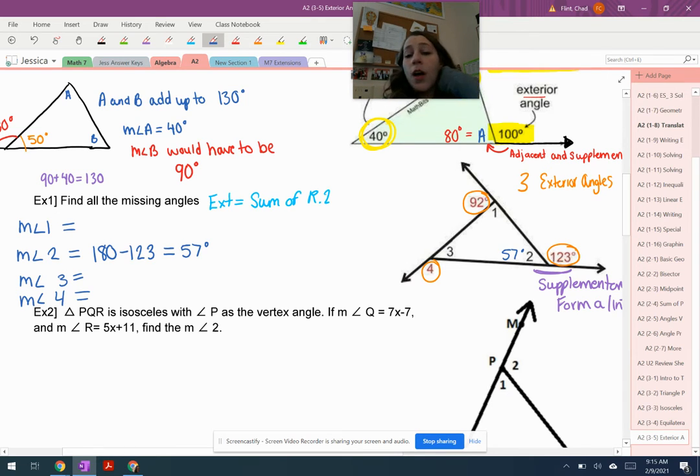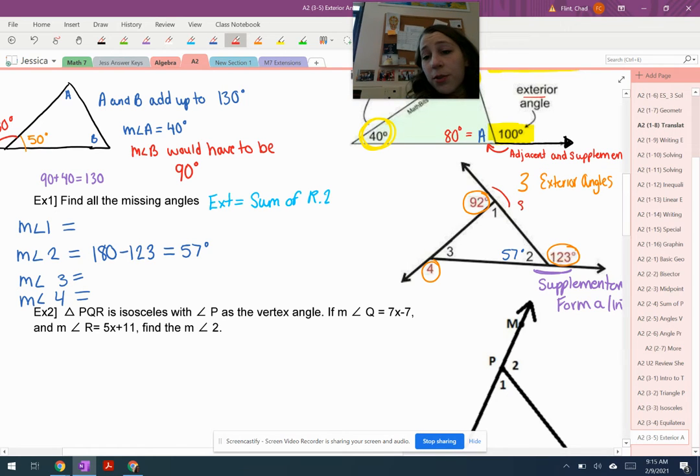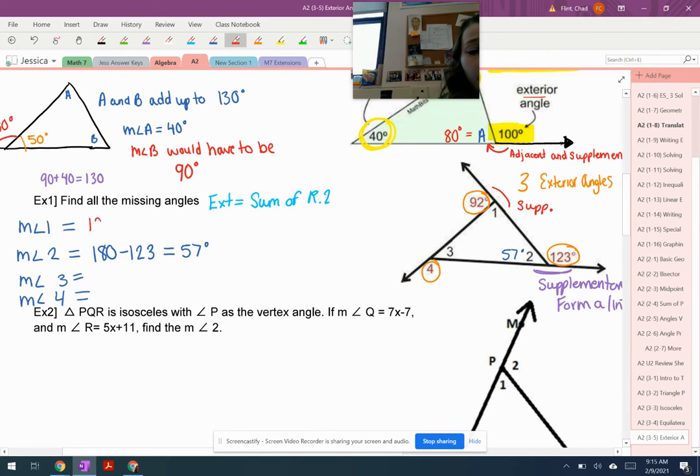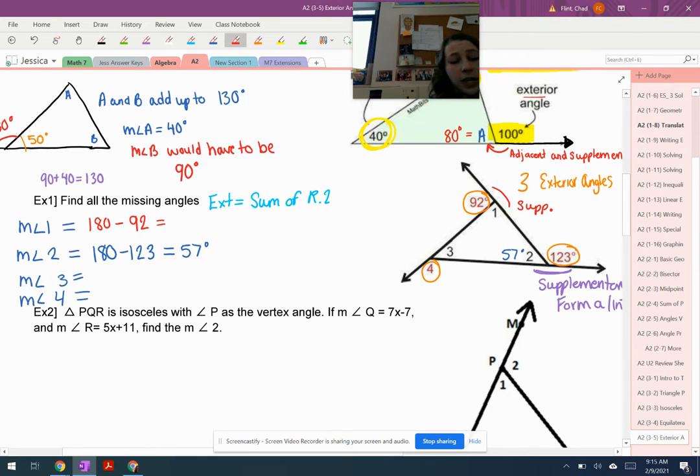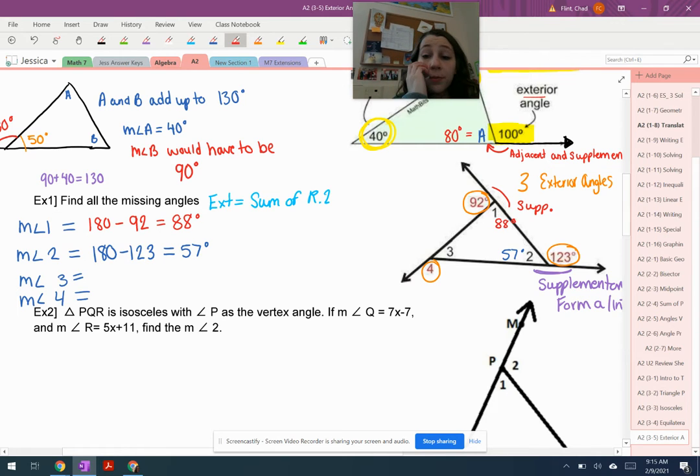Okay. So now I've got another supplementary relationship up here. This is also supplementary. So I can find the measure of angle 1 by taking that 180, minusing the 92, and getting 180 minus 92 is 88 degrees. So now I know that angle 1 is 88 degrees. Okay, well, I have 2 different options here of what I can do.